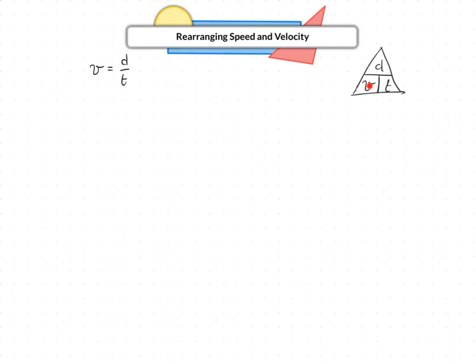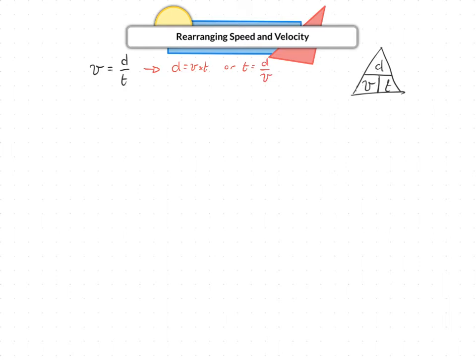So to find velocity, we have to go distance divided by time. If we're after the distance, we need to go v and t, which is velocity times time. If you're trying to find time, we take the distance and we divide it by the velocity. So we have these rearranged versions of the rules, where d equals v times t, or t equals d over v.